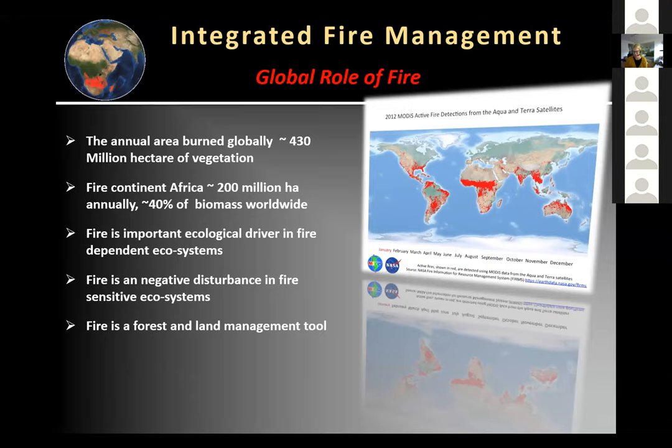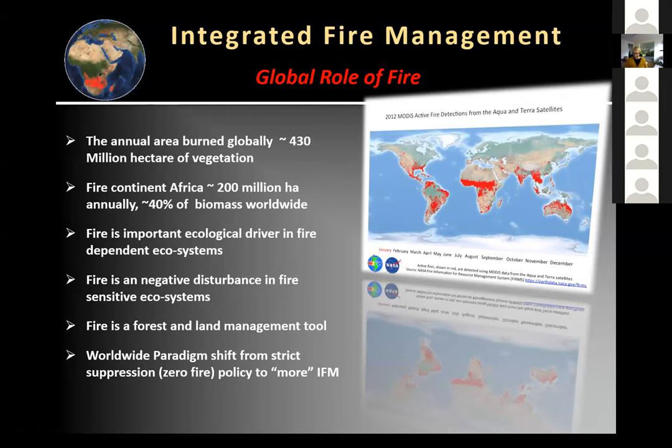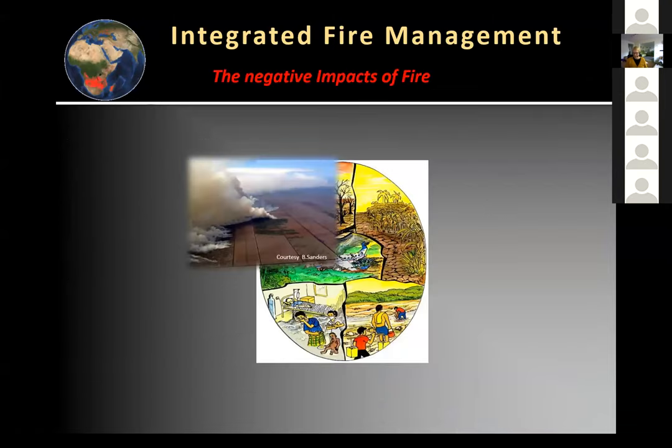So in both ecosystems, fire is a tool. It is a tool in forest management, and it is a land management tool. And worldwide, we do see a paradigm shift from strict fire suppression or zero burning policy to more integrated fire management. But what does more integrated fire management mean? Often fire management is equated with fire suppression, but this is not the case. It is much more complicated, the elements and the implementation of activities of integrated fire management.